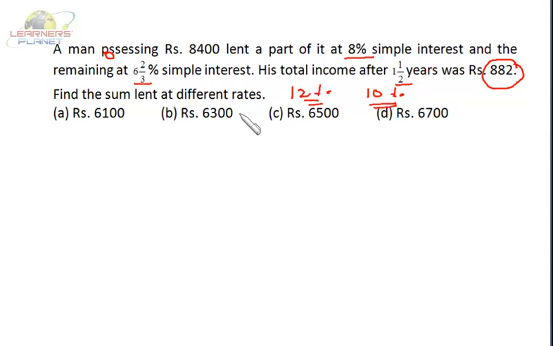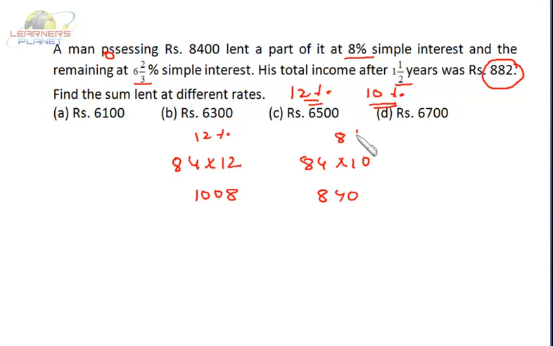Now further the similar pattern. Suppose all the amount has been given at 12% interest, then what is the interest earned? It is 84 into 12. Okay, so 12% interest. And if all the amount has been given at 10% interest, that means it is 84 into 10. So it's 1008 and it is 840.